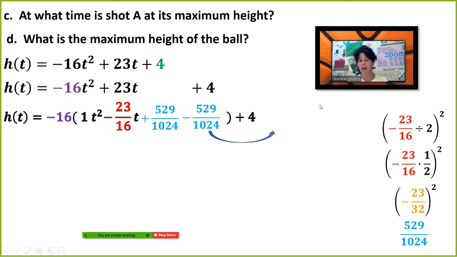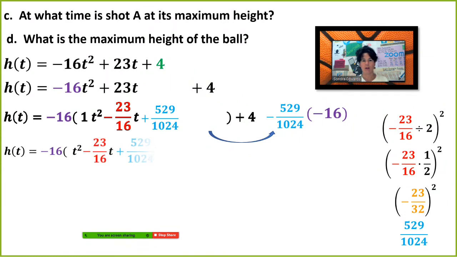To move it to the outside, I have to remember that the effect of placing it there is that it's getting multiplied by negative 16. So if I take it out from inside the parentheses and move it over here, I'm going to have to multiply it by negative 16. So I'm moving it over and multiplying it by negative 16 to keep this equivalent. Just simplified there a little bit. Negative 529 over 1,024 multiplied by negative 16 is 529 over 64.